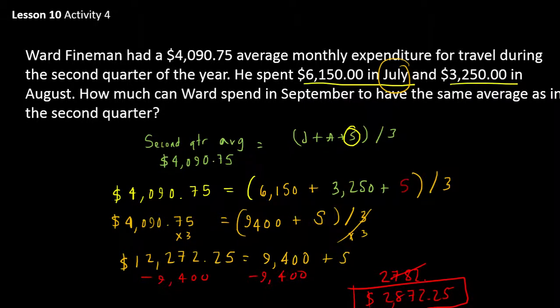So again, to find an item given an average, we just set up our equation for an average as normal. I plugged in my average and the months I knew, kept my unknown month a variable, and then used algebra to solve for the missing month.